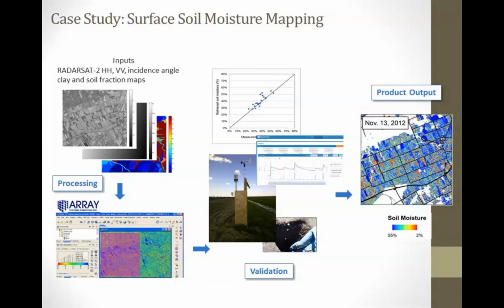And this graph also demonstrates that we do validation on all of the products in terms of the estimated soil moisture from the radar satellite as well as the measured soil moisture from ground measurements. So it's a fairly simple process now to use these radar satellites to estimate soil moisture.